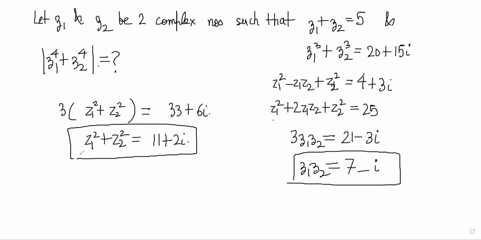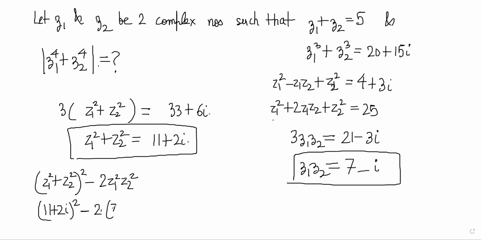और फिर अब ये जो Z1 पावर 4 + Z2 पावर 4 है, उसको Z1 स्क्वायर प्लस Z2 स्क्वायर का होल स्क्वायर माइनस 2Z1 स्क्वायर Z2 स्क्वायर। मतलब यहाँ पे वैल्यूज पुट कर देंगे। 11 plus 2i whole square minus 2 Z1 Z2 was this 7 minus I whole square.